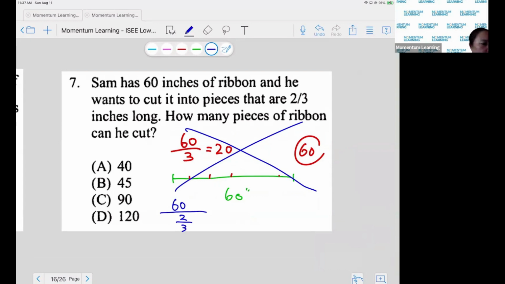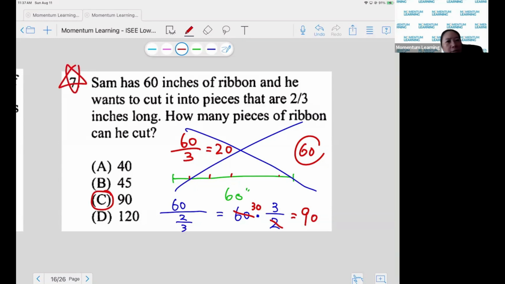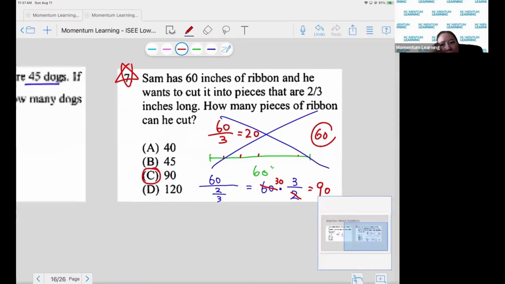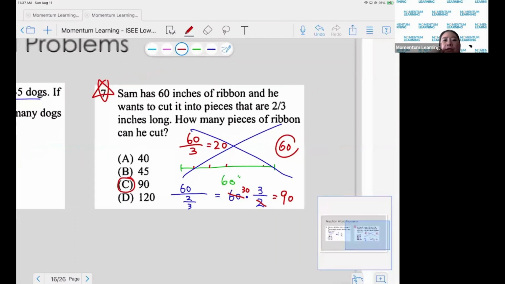When you do the division of a fraction, you convert the division to multiplication and use the reciprocal. So it's 3/2 here. Then 60 divided by 2 is 30, and 30 times 3 is 90. So the answer is C. Most of you got this question wrong. So read carefully, and sometimes you can quickly check logically whether it is correct or not. Questions so far?